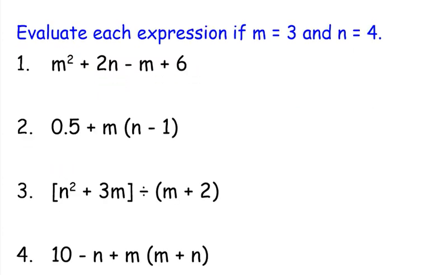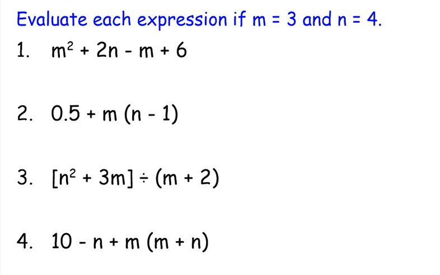All right, we're going to get a little bit trickier here, but it's nothing you can't do. So I want you to think of all of these as formulas, and you're going to substitute m equals 3 anytime you see m, and n equals 4 anytime you see an n. Okay? So we're going to take them slowly, one at a time. All right, so here we have m squared plus 2n minus m plus 6.